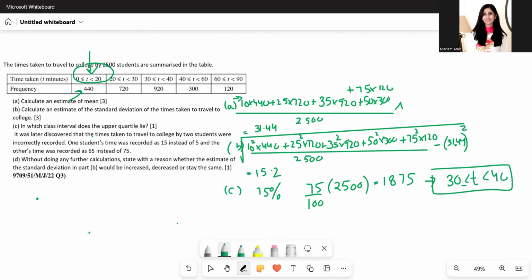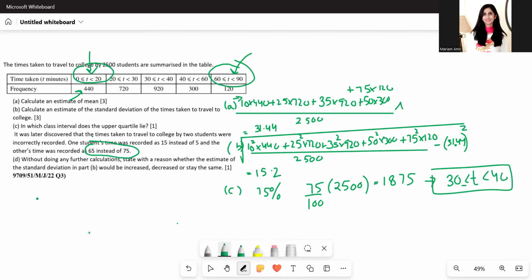Since the time is still between 0 and 20, there's going to be no change in the table. Let's check the other value. The other time was recorded as 65 instead of 75. Even though the value was incorrectly recorded at first, 75 and 65 both lie in this interval. So that means still there's going to be no change in this table.